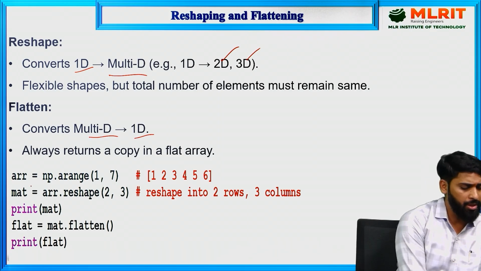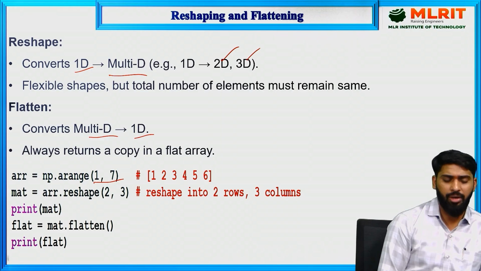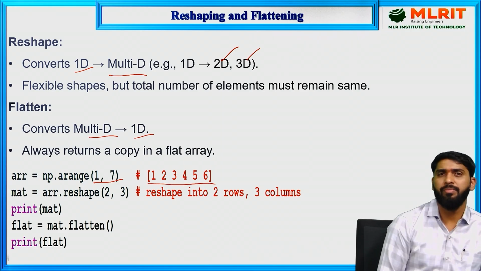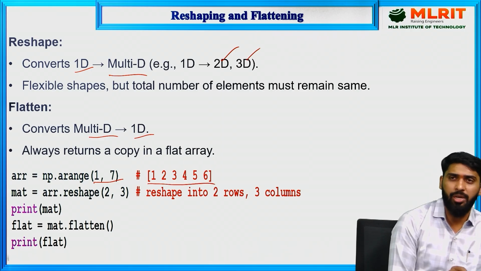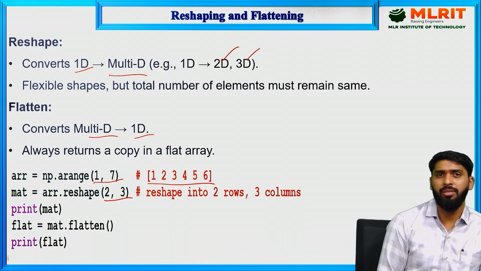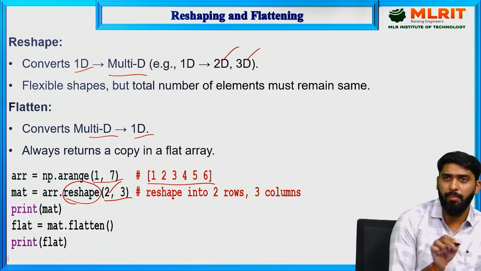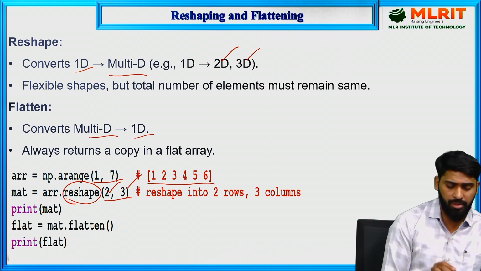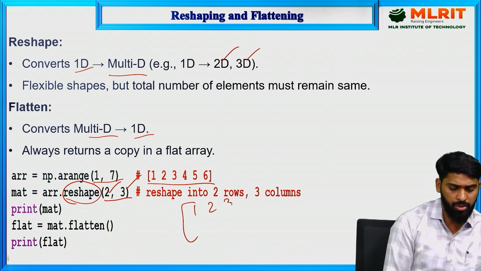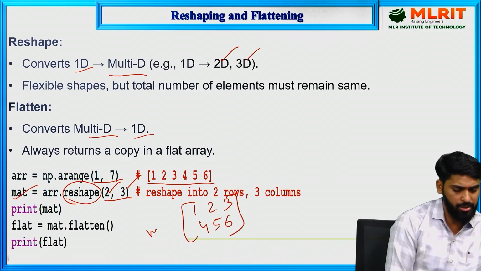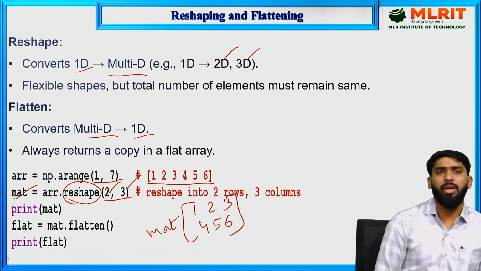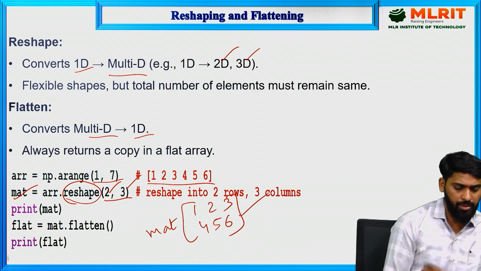Now, example, here np.arange(1, 7). Now 1 to 7 means this is the array. Now I want to reshape this as 2 comma 3. How? Reshape. What is the 2 here? 2 means the number of rows is 2. 3 means the number of columns is 3. So it becomes 1 2 3, 4 5 6, and is stored in a variable mat. This is the mat. Okay, so now if I print mat, this is the output.